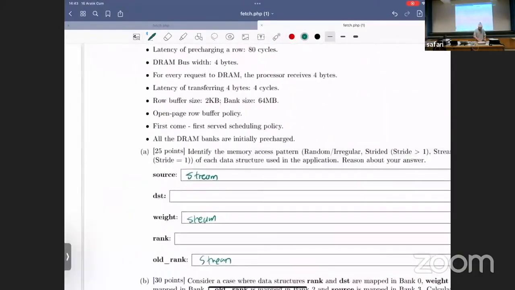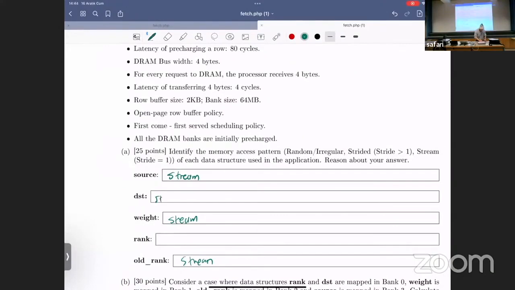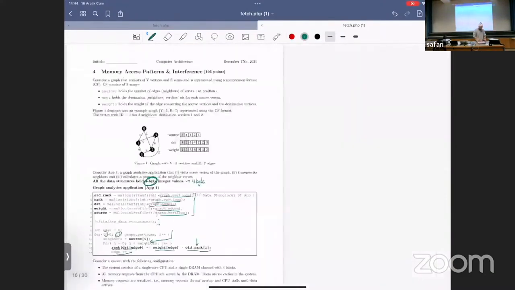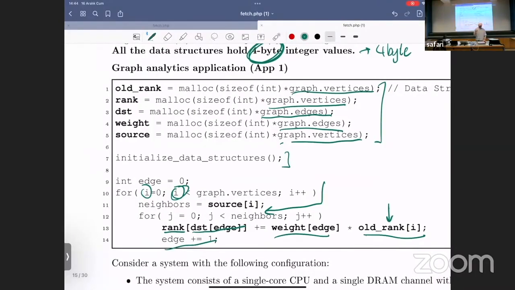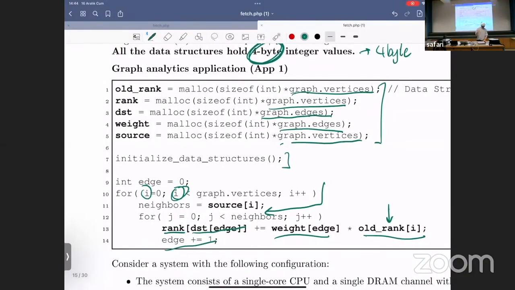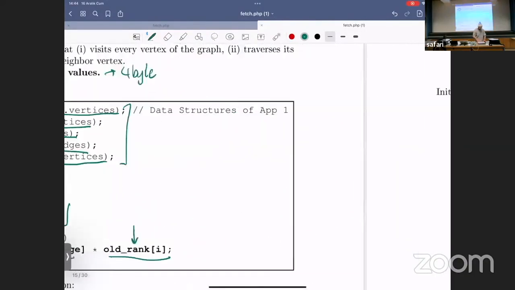And which is the key here? Then the problematic one is the rank. Because the rank depends on the value of the destination, right? So when there is this sort of data dependency, where loading a data structure depends on loading another one, it usually is a random or irregular memory access, right? Because we depend on the content of another data structure.